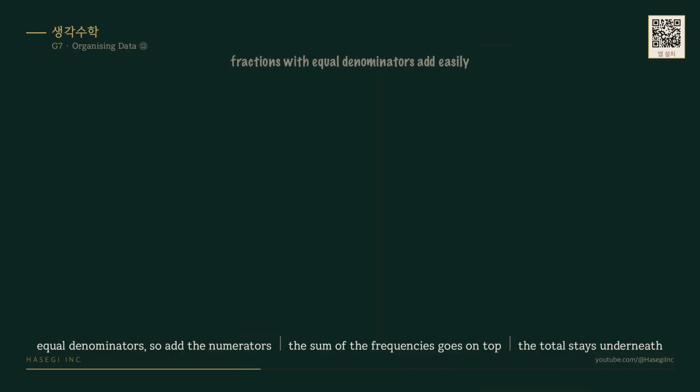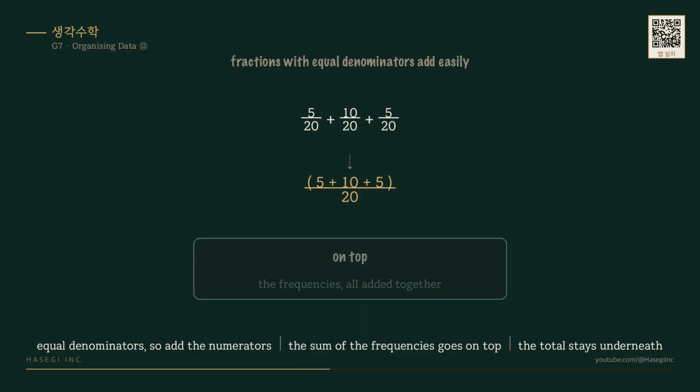Fractions with equal denominators are easy to add. Keep the denominator and add the numerators. So the sum of the relative frequencies is all the frequencies added up, divided by the total. The whole sum of the frequencies drops into the numerator.